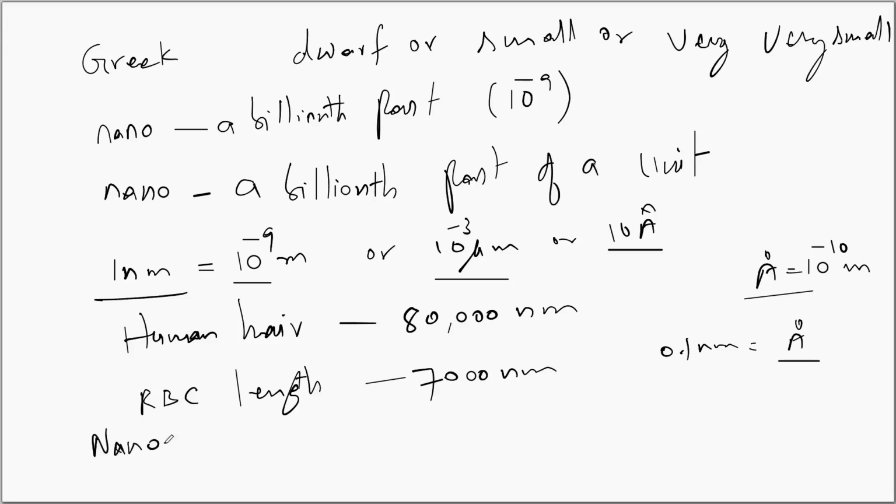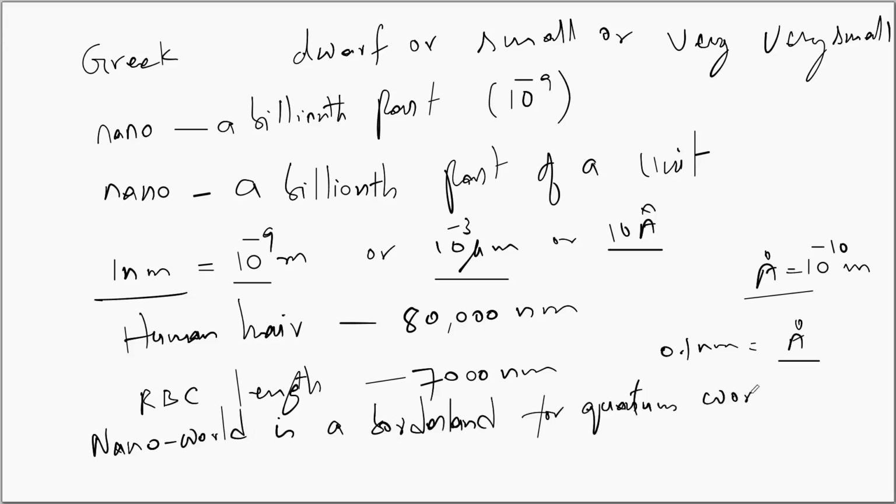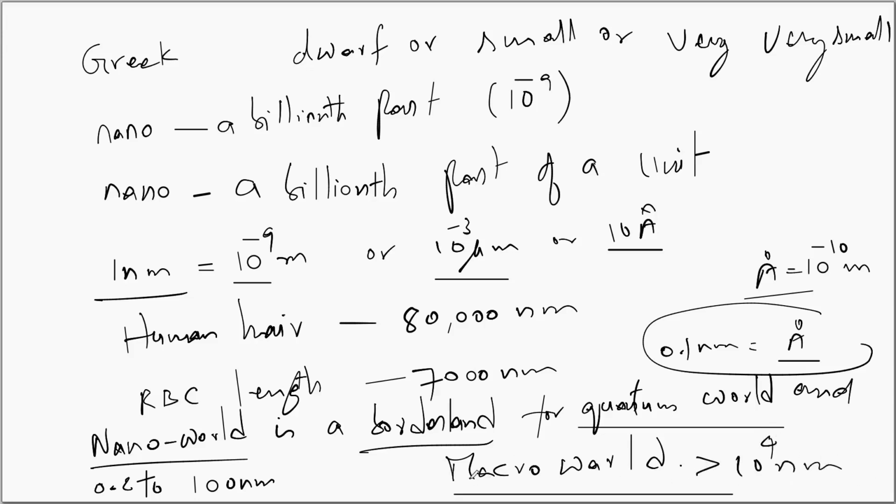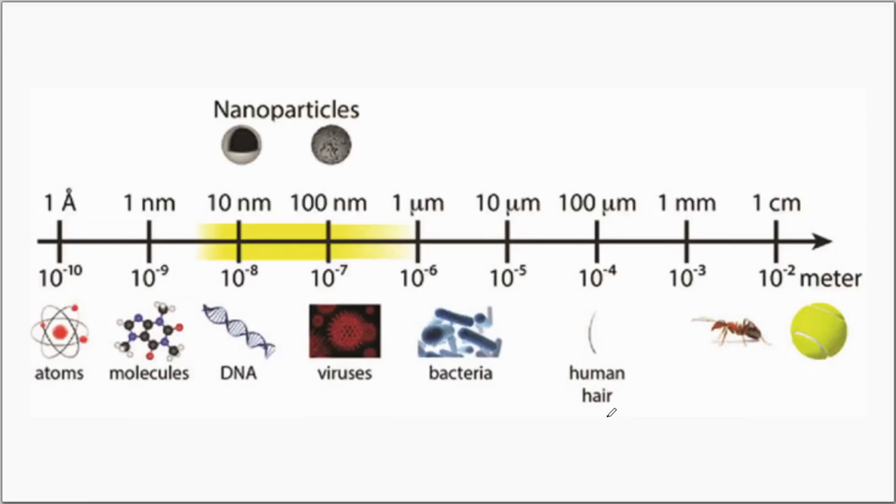The nano world is a borderland for quantum world and macro world. The quantum world generally corresponds to 0.1 nanometers or so. The nano world generally will be in 0.2 to 100 nanometers or even slightly more. Anything that is greater than 10 power 4 nanometers is generally referred to as macro world. We shall see some examples.